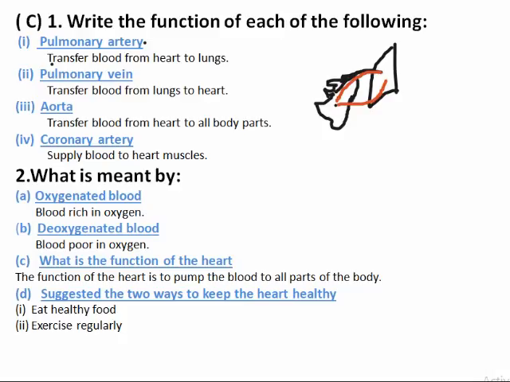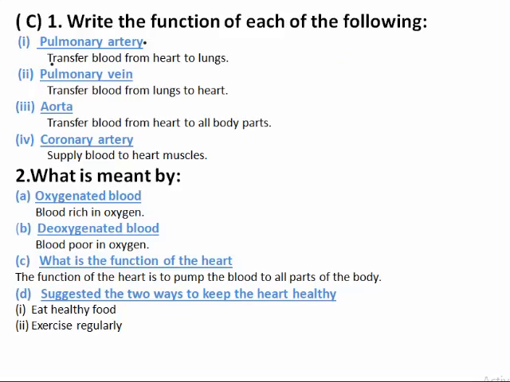Okay, here you don't have to write that it is the largest artery of the human body. Here you will write it transfers the blood from the heart to all parts of human body. Okay, now next coronary artery. We have read all these things so many times that now you should remember them. Supply blood to the heart muscle.